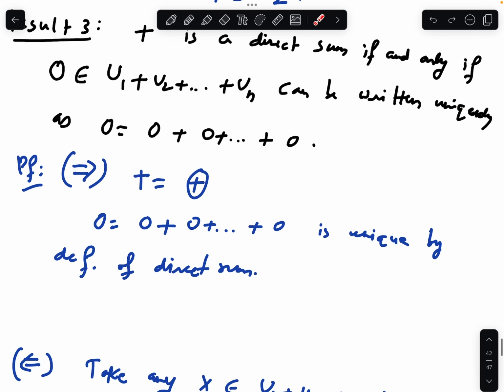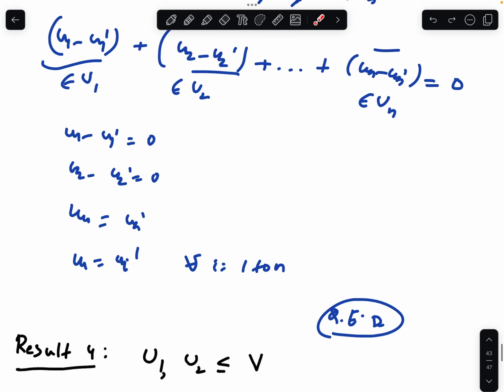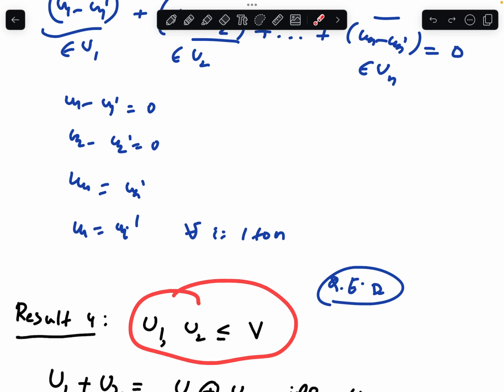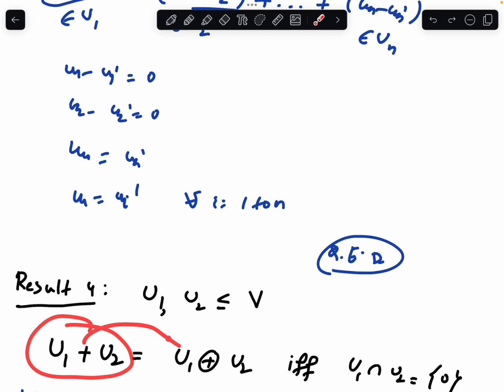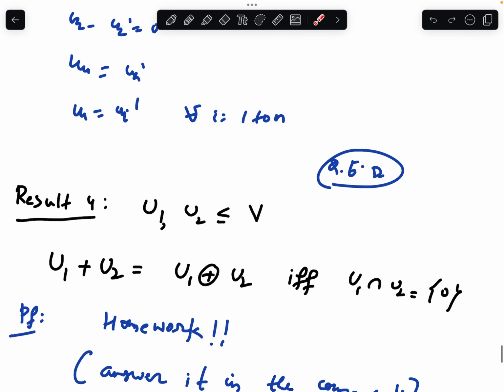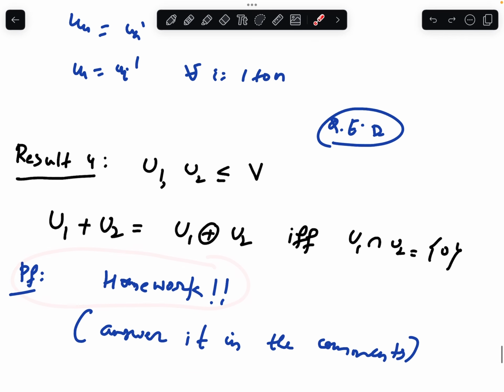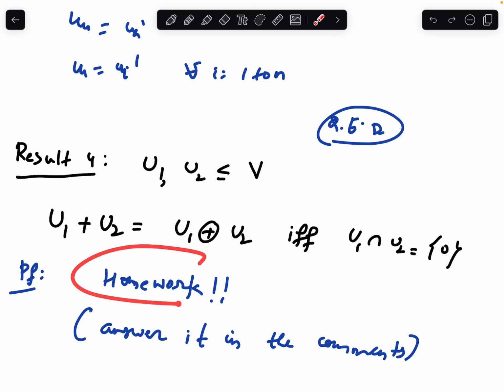Another result is for two subspaces. Suppose we have U1 and U2 subspaces of V, then this result says that U1 plus U2 is a direct sum if and only if their intersection is the zero space. I have given this proof as homework. You can answer it in the comment section. This is really easy, so I've left it as homework for you guys.